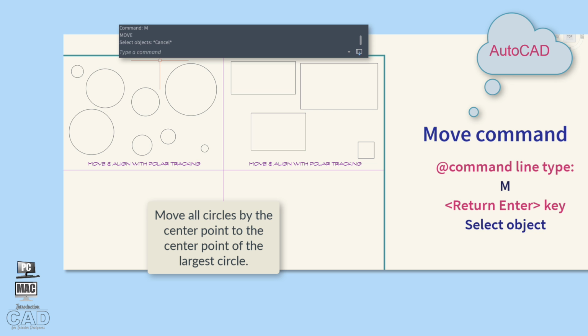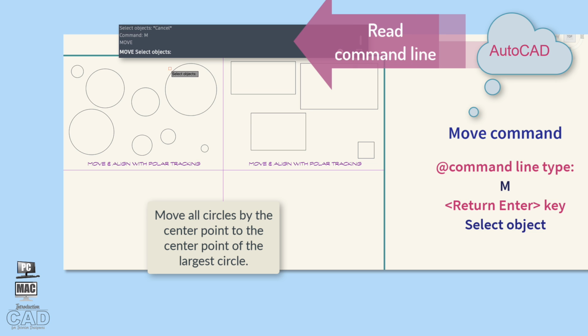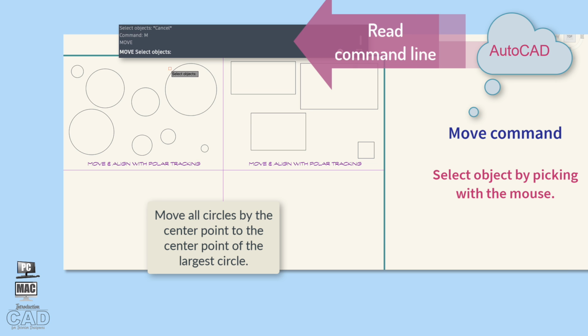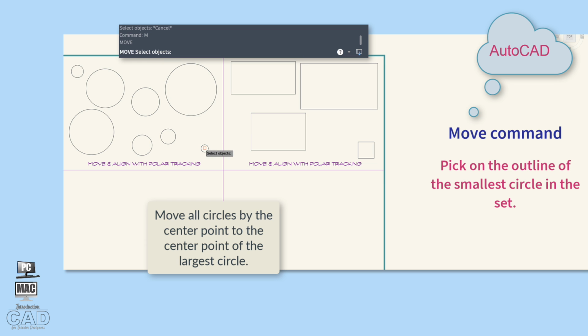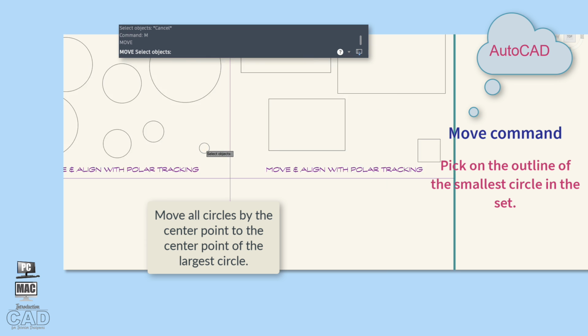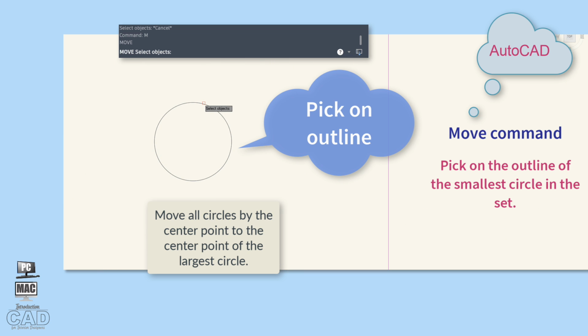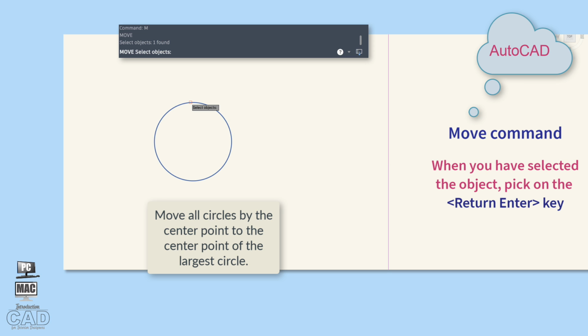Start with the Move command. At the command line type Move, return Enter key on the keyboard. Read the command line. AutoCAD is asking you to select the object to move. Locate the smallest circle within the set. Pick on the outline of the circle instead of trying to pick in the center of the object. In vector geometry, only the outline of the object is defined. The interior is negative space. When you are done selecting the object, pick on the Return Enter key on the keyboard.